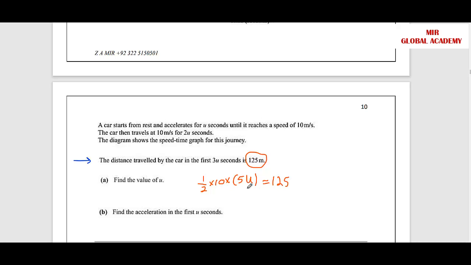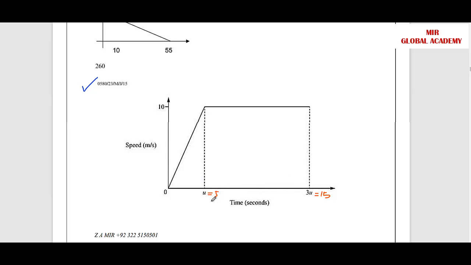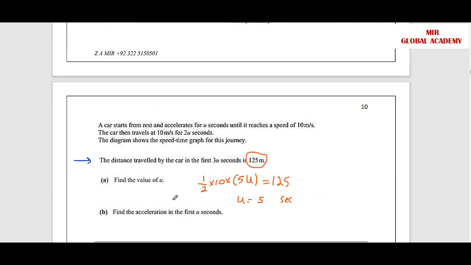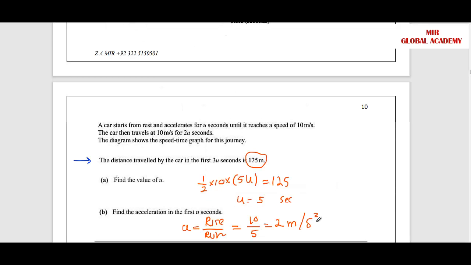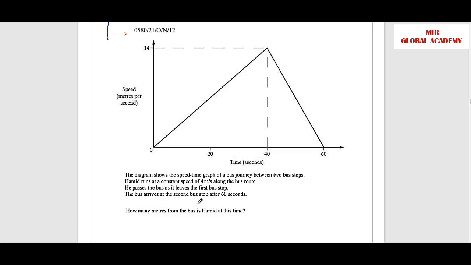Now we have one equation and we will solve this equation to find u. So u is 5. Sorry, u is 5 seconds. So this is 5 and it is 50. Find the acceleration in the first u seconds. In the first u seconds, to find the acceleration in this portion, basically in a speed time graph, acceleration is the gradient. We have to find the gradient of this portion, which is rise over run. Rise is 10 and run is 5. This will give an acceleration of 2 meters per second squared.